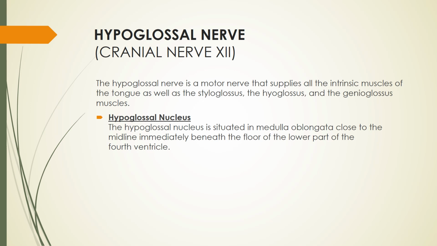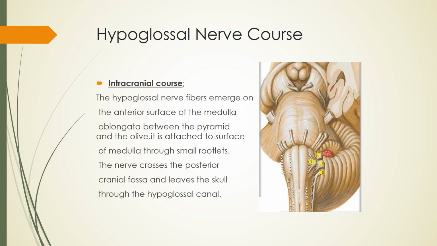The nucleus of the hypoglossal nerve is motor nucleus, that is called hypoglossal nucleus. It is present in the medulla oblongata, close to midline, immediately beneath the floor of lower part of fourth ventricle. Hypoglossal nerve is attached to medulla oblongata on anterolateral sulcus.